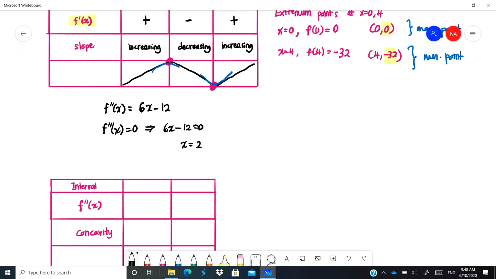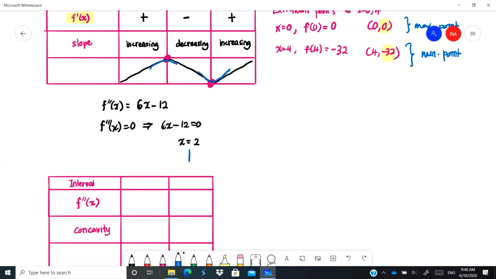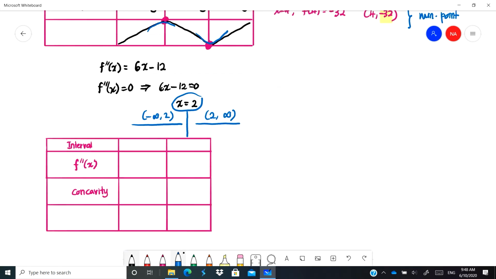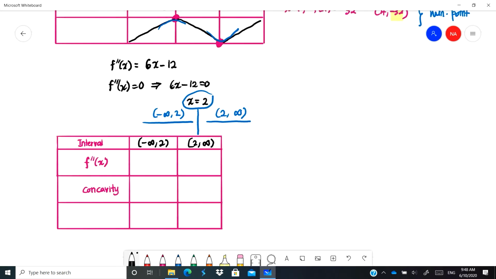All right. So meaning to say that we're going to have a boundary point here, which is x equal to 2. So we'll have two intervals: from negative infinity up to 2, and another one from 2 up to infinity. All right, so we're going to fill up the table. So we're going to check the f double prime of x. Substitute the value, all right, so we're going to have a test value. So let's say 0 here, and this one will be 3. All right, any values inside the interval, we don't care, as long as it is inside the interval.